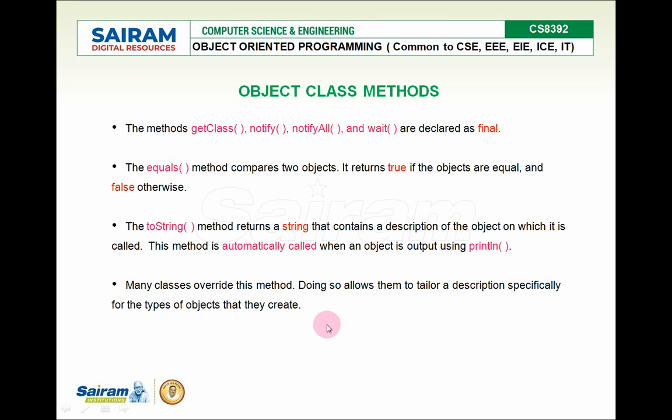And many classes override this method, which is the toString method. Doing so allows them to tailor a description specifically for the types of objects that they create. That is a few of the Object class methods. We'll see the methods and their descriptions.